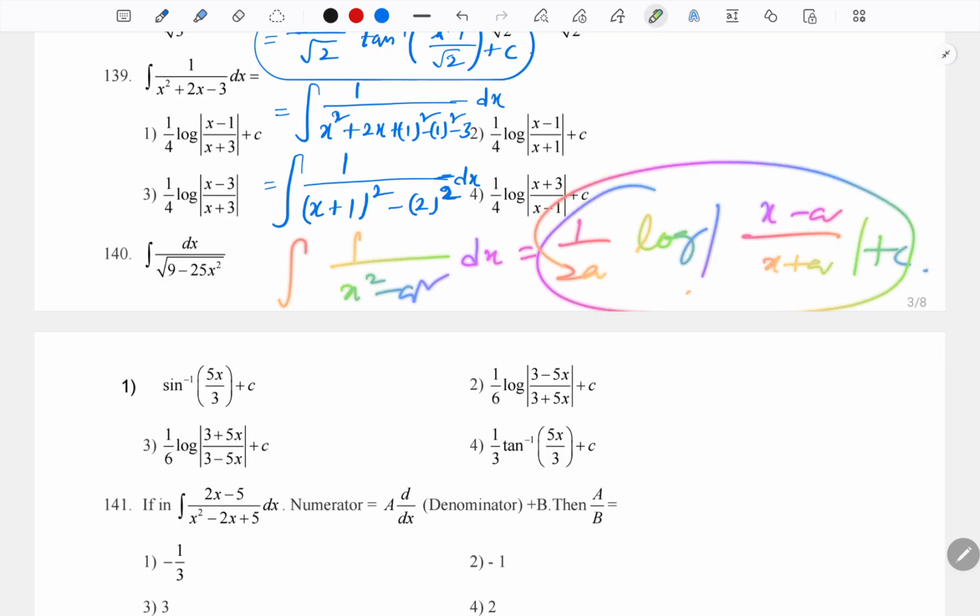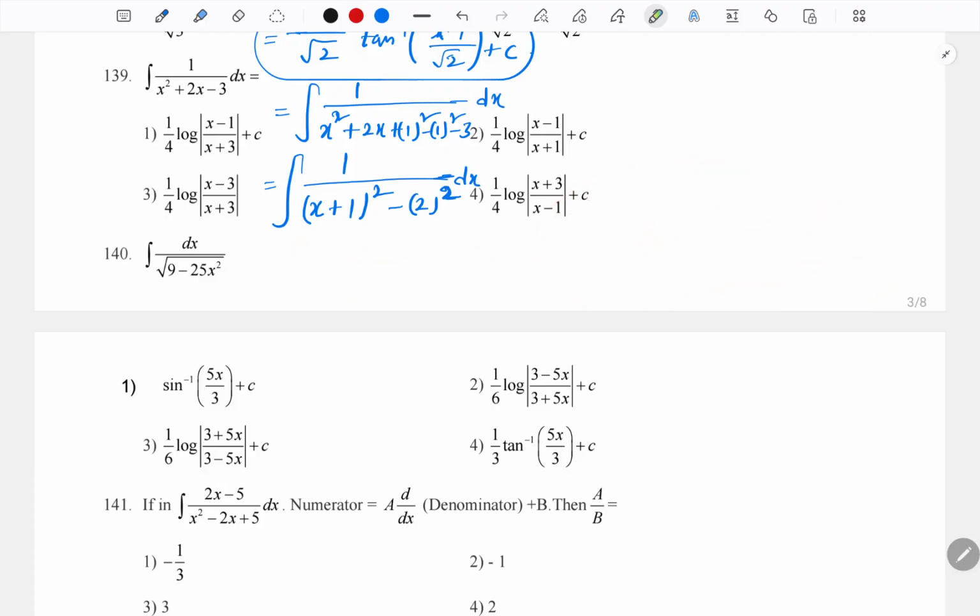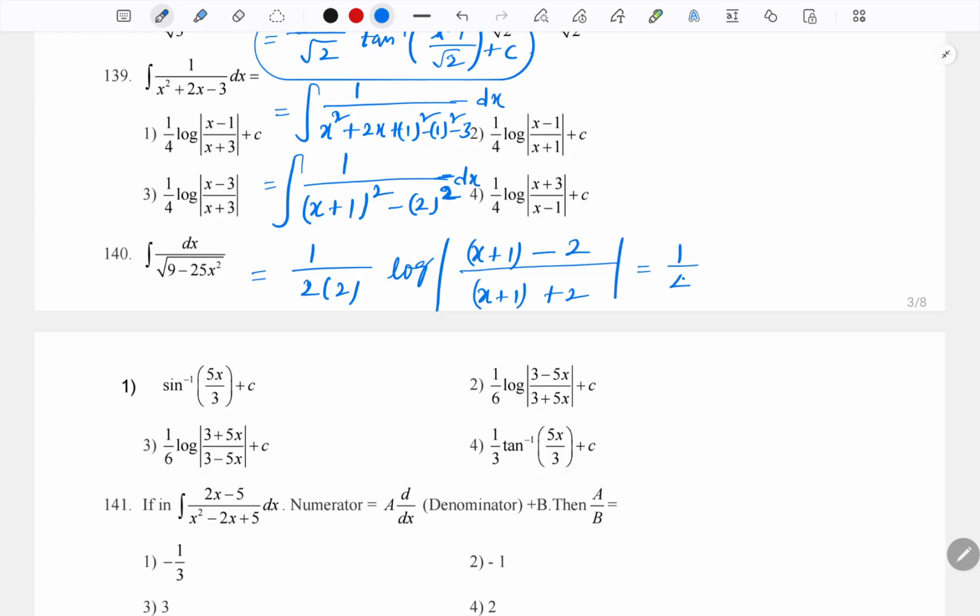Now write down those things. Instead of x, x plus 1 is there. Instead of a, 2 is there. Substitute, then write down. Then our answer goes to 1 by 2a, 2 into 2. Oh, I wrote directly. Okay, I will add one more step. 2a, 2 into 2, log mod x minus a, x plus 1, a value is 2, by x plus a. Right? If I multiply this, 1 by 4 log mod x plus 1 minus 2, it means x minus 1, by x plus 3, plus c. This is my final answer.